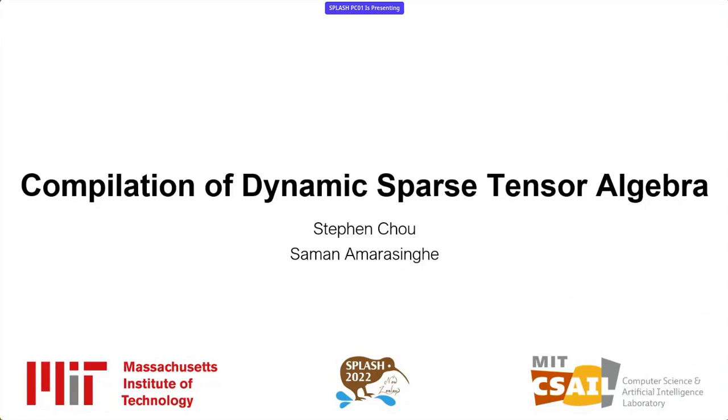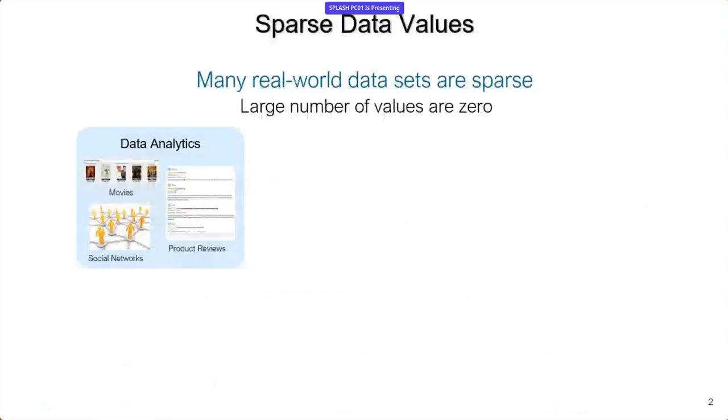So I'm going to talk a little bit about how to compile sparse tensor algebra, especially when you have to deal with dynamism. So let me start by saying there's a lot of sparse data out there.